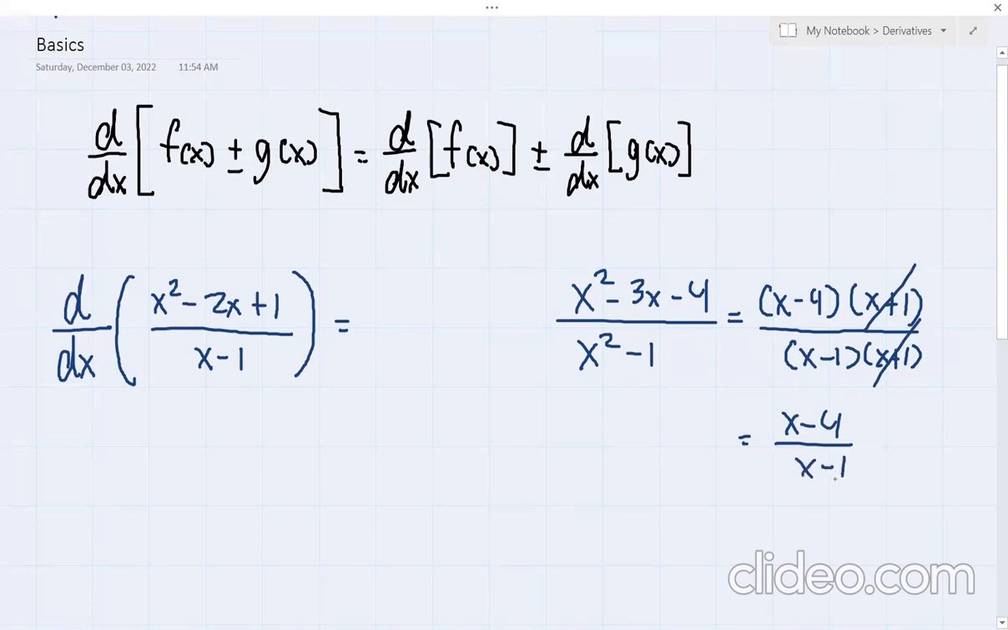Tanong, pwede pa rin ito i-apply ng sum and difference rule of differentiation? The answer is hindi. Hindi pa rin. Okay? Try nyo itong i-expand. Pagka-expand nyo, di ba magiging x all over x minus 1 minus 4 all over x minus 1. So, meron kayong denominator na binomial. So, hindi pa rin to possible. Okay? So, ito, hindi kaya. So, we will use different rules of differentiation.